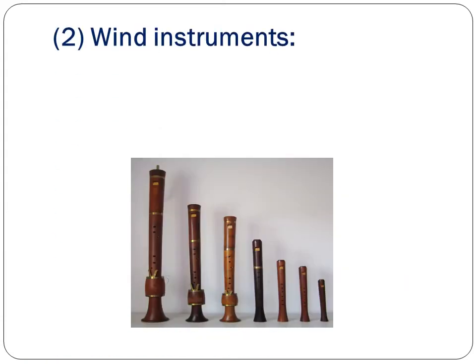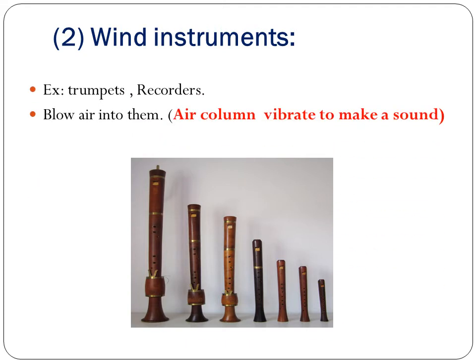The second type is called wind instruments. Look at the picture: these are recorders, and we blow air into them. So the air column vibrates to make a sound. What is the meaning of air column? It is the air inside the recorder. I blow the air into it so I can hear the sound.